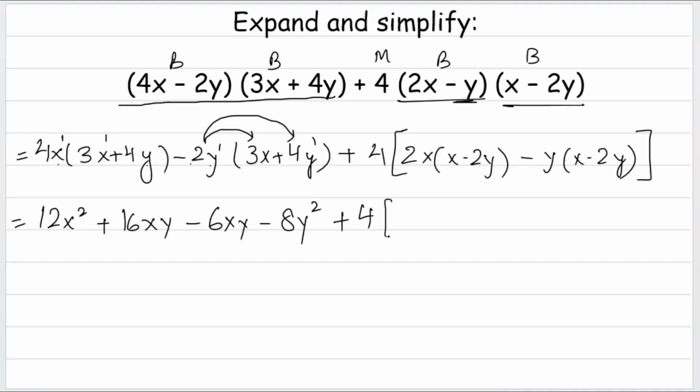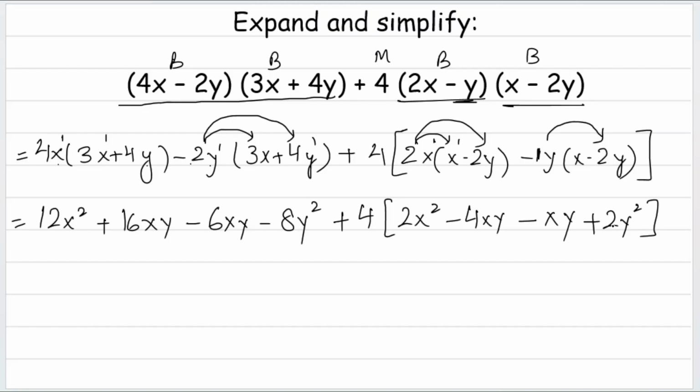Plus 4, let's solve this big bracket. 2x times x is 2x square, y square, because 1 and 1 makes 2, minus 2 times 2x times 2y is 4xy, minus, what is the coefficient of y? It's that invisible 1. So minus 1y with x will give me minus yx, or you can write down xy, and then minus y is multiplied with minus 2y. Minus minus positive. Always remember, 2 minus makes plus, 2 negatives make positive. So y times 2y is 2y square, and close the bracket.